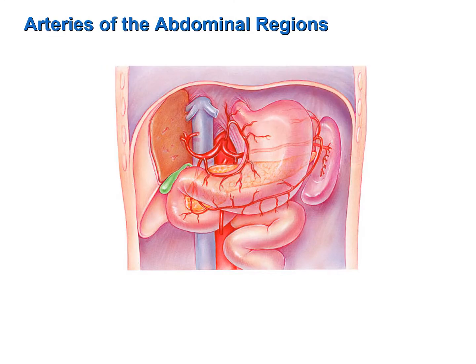We're following the aorta as it passes through the diaphragm into the abdominal cavity and becomes the abdominal aorta. There are several arteries that are going to branch from the abdominal aorta that you're responsible for knowing. First, coming off of the abdominal aorta is the celiac trunk.